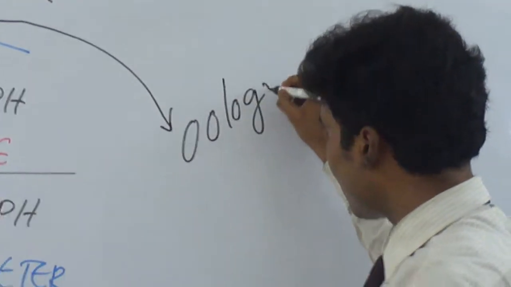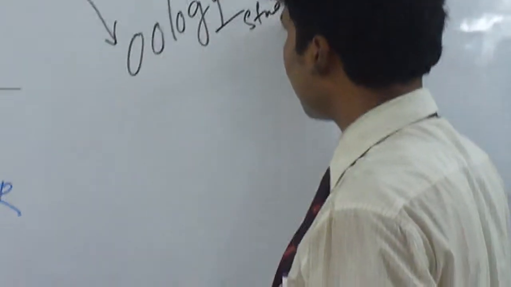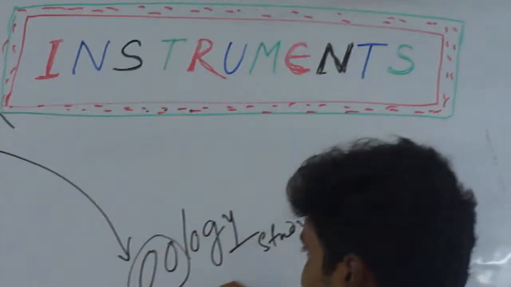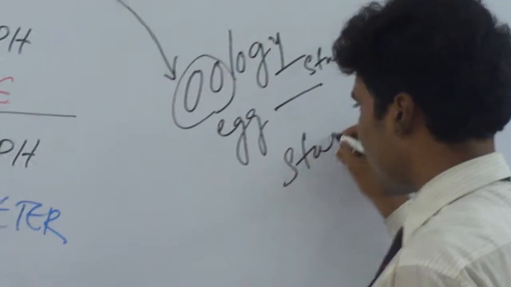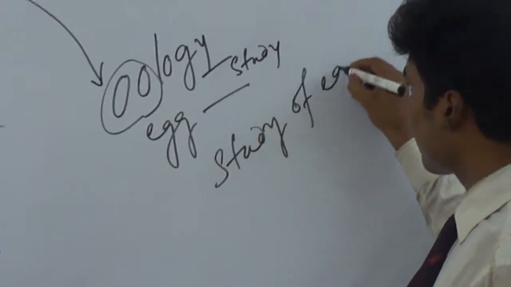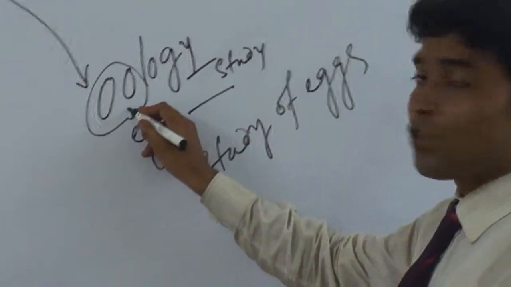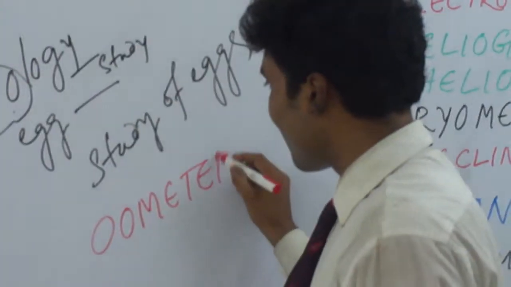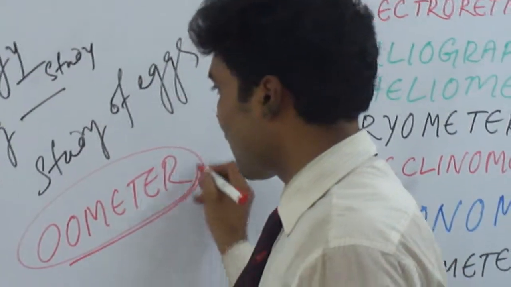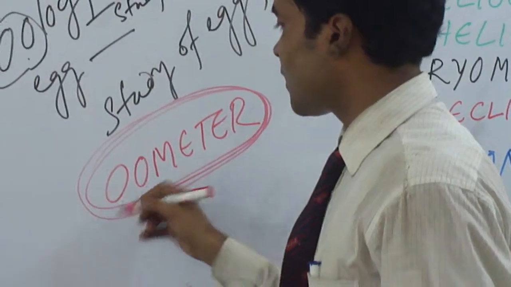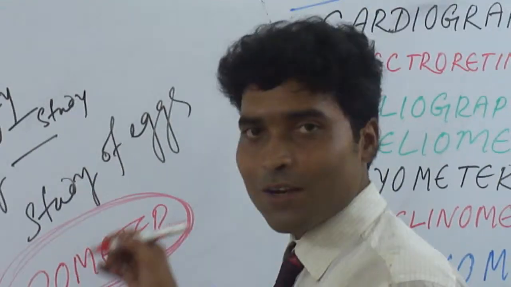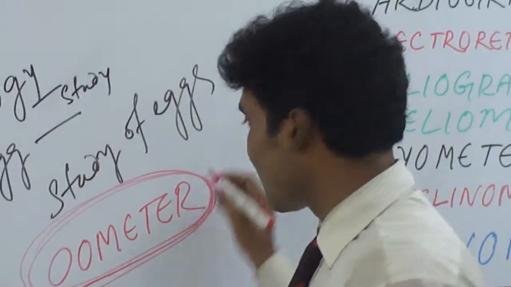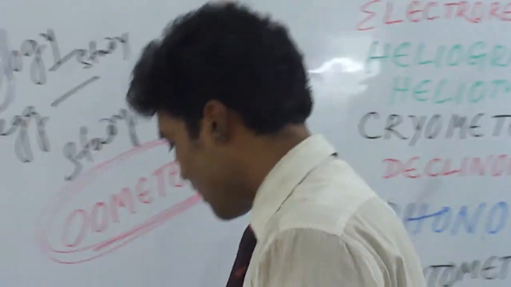Do you know oology? Logy means study, right? Oo means egg. So a study of eggs is known as oology. So we can say ohmmeter is something used for the purity of the eggs, about the protein, the cell and size, and whatever the constituent properties of those eggs, is known as your ohmmeter, right?